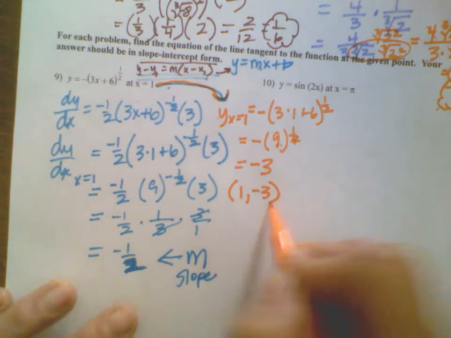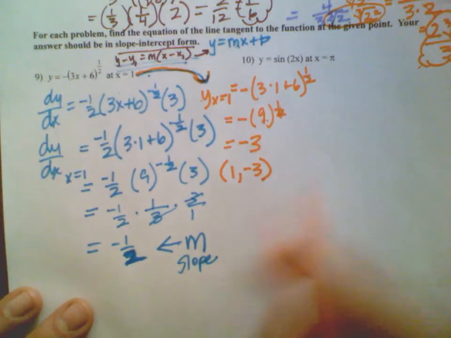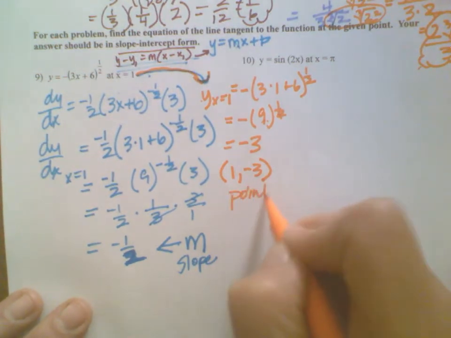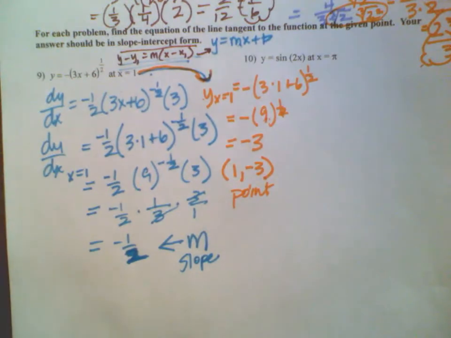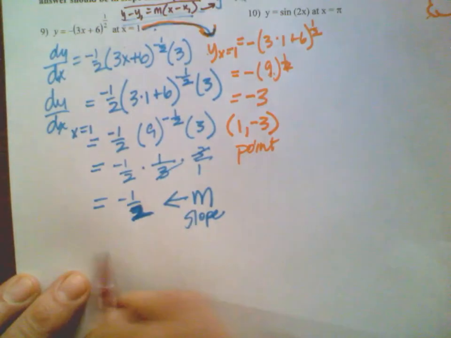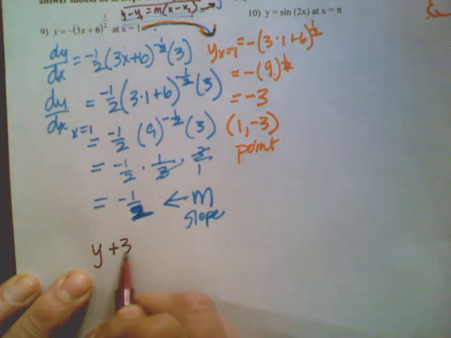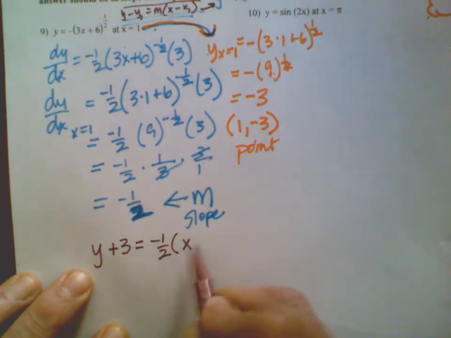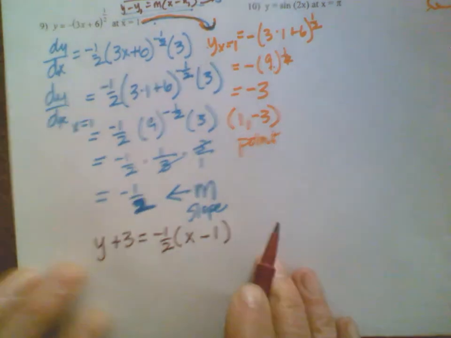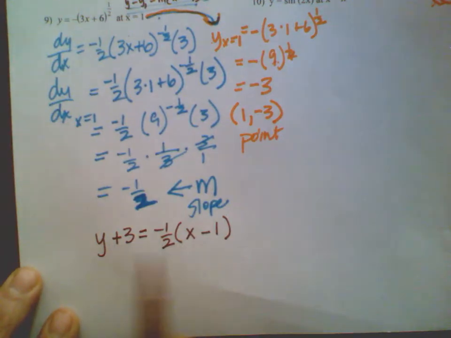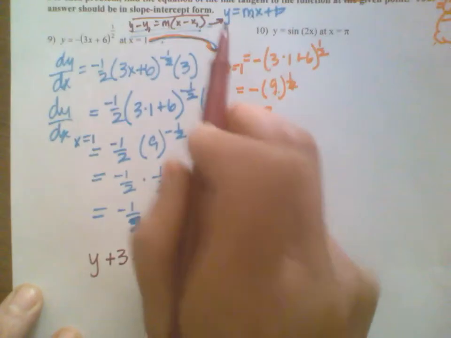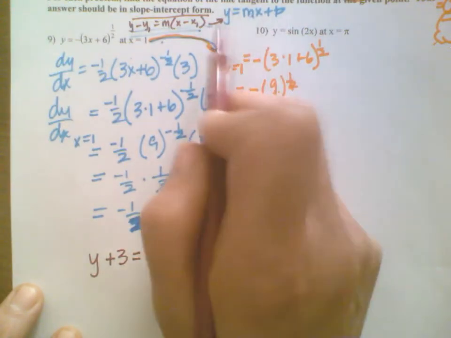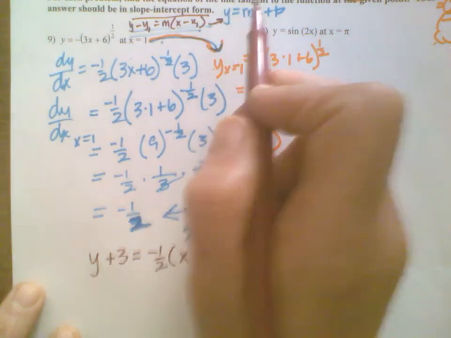That means the point I'm going to be using is when I plugged in 1, I got out -3. So now I have my slope and I have my point, and now I can plug those into point-slope form. Y minus y1 equals the slope times x minus x1. And now that I have that plugged in, I have everything that I need in there, I'm just going to distribute, move things around, and get it into this form.